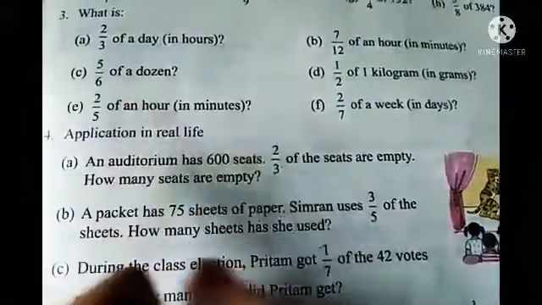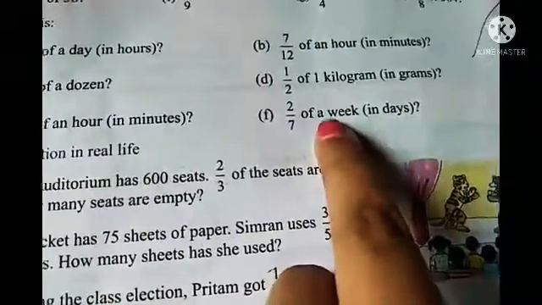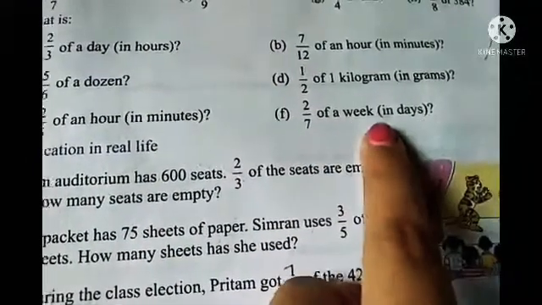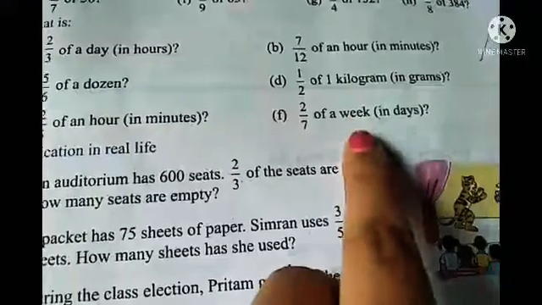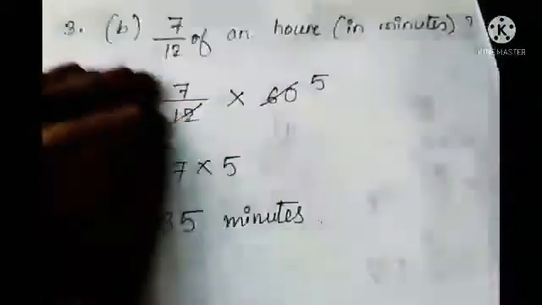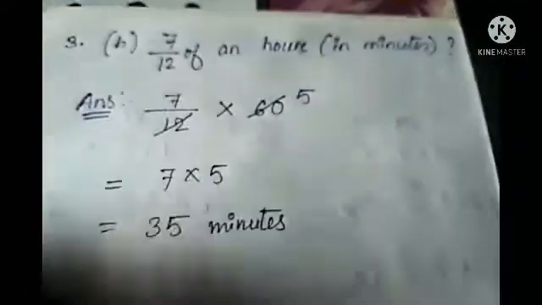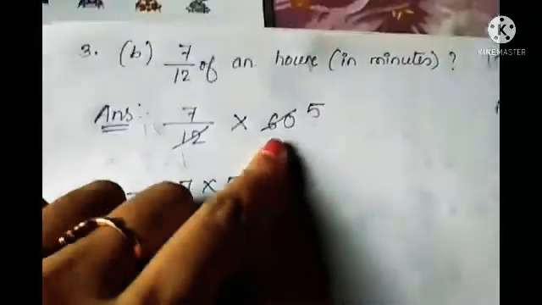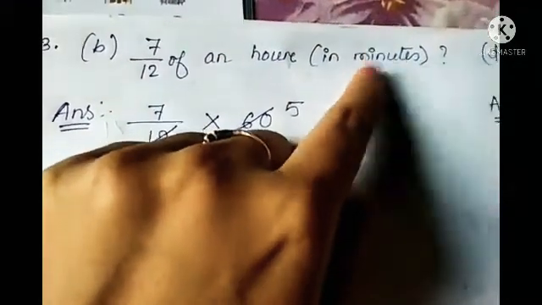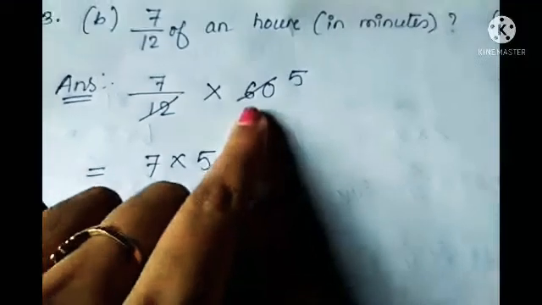An hour in minutes is 60 minutes, and a week in days. So 1 week equals 7 days. So here we'll put 7. So from 3 number, I am showing you B here. So here you see an hour in minutes. If we are converting an hour, it will be 60 minutes, right?